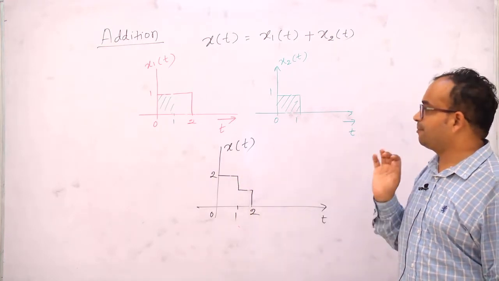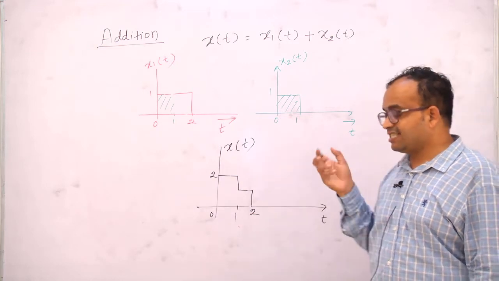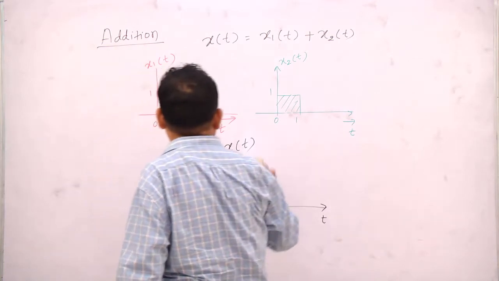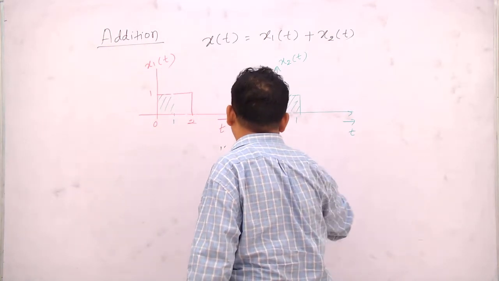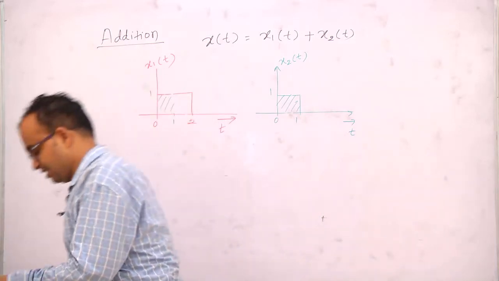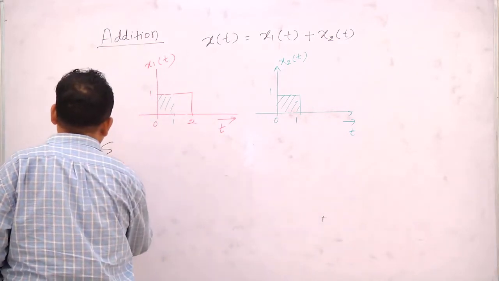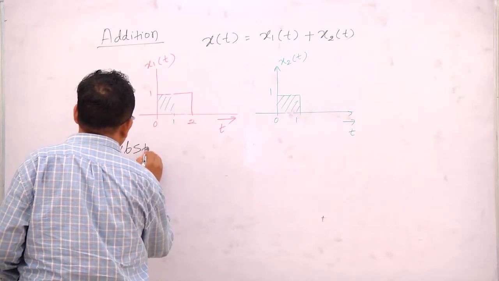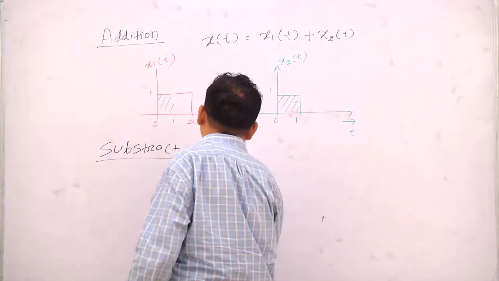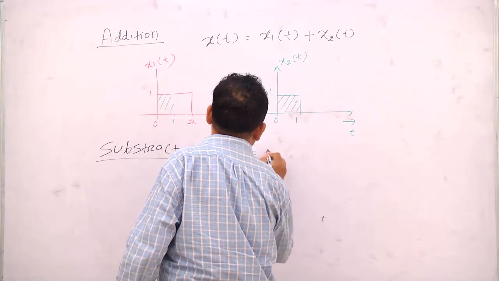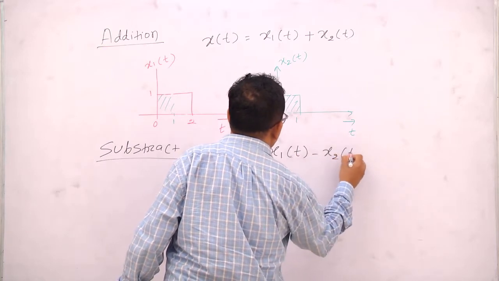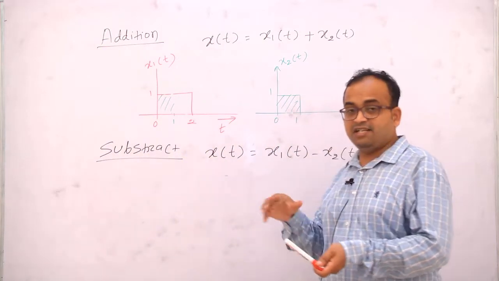So now what happens? Let me take a simple example. Same thing I am telling here. So let me subtract the signal. Subtract means what happens? I find the value of x of t is equal to x1 of t minus x2 of t. So then we will see the typical example.